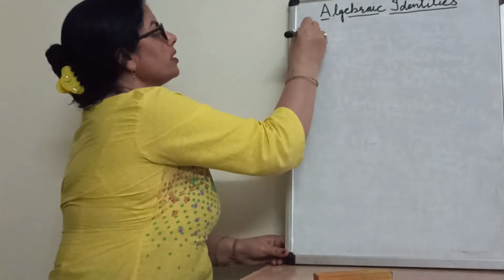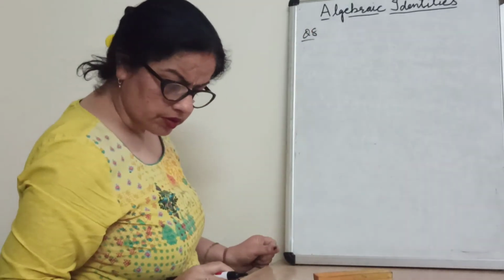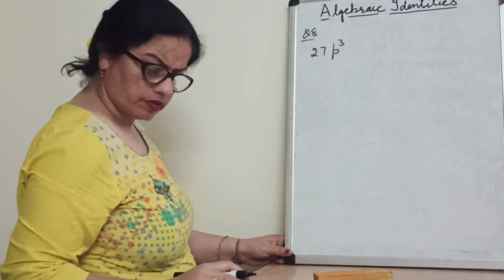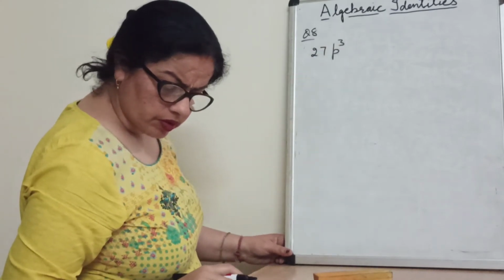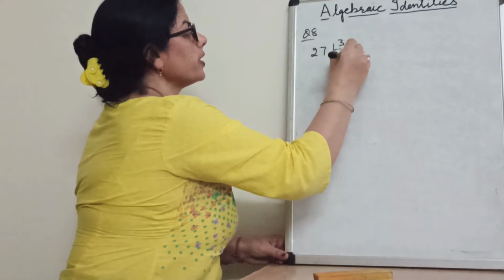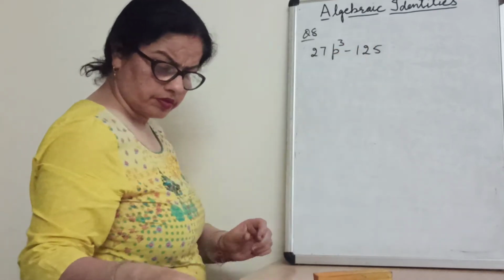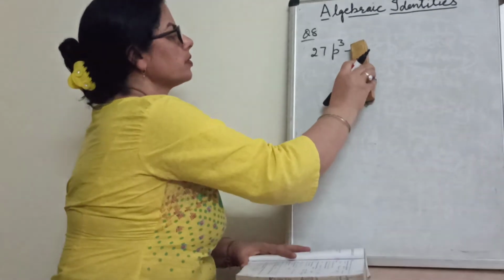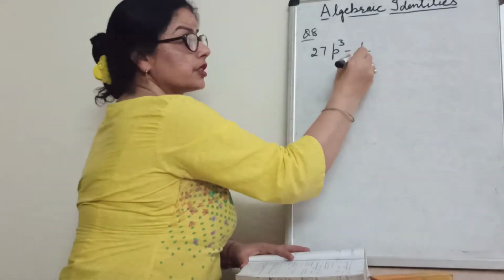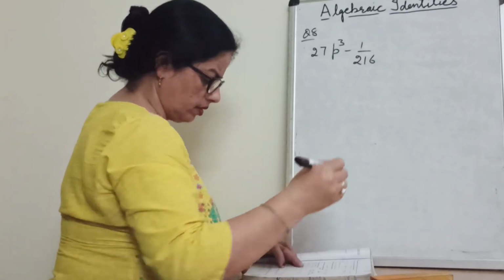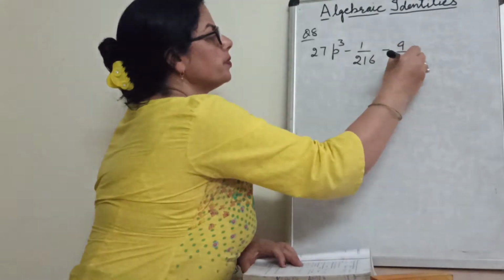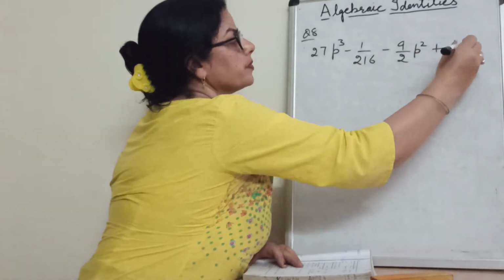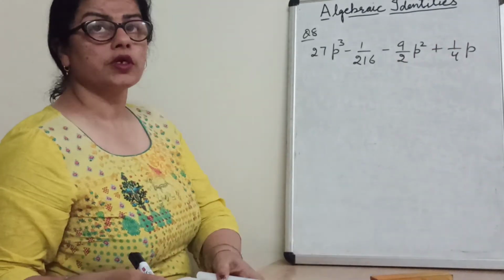Question 8 I am taking now. 27p cube minus 125 minus 1 by 120 minus 1 by 216 minus 9 by 2 p square plus 1 by 4p. This we want to solve.